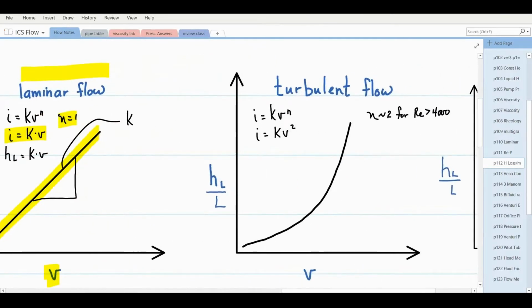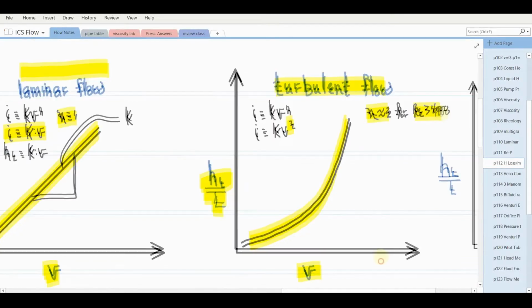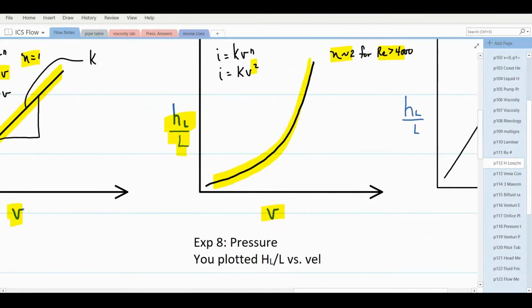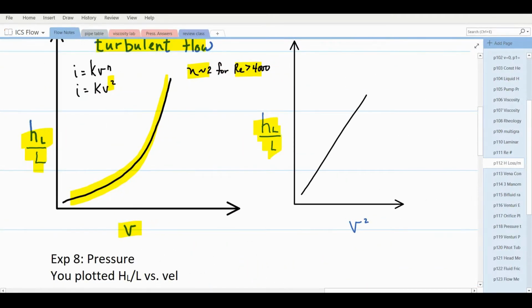For turbulent flow, head loss per unit length increases dramatically with velocity because N is 2 for turbulent flow. In experiment number 8 on the flow table, you measured and plotted head loss per unit length versus velocity, and indeed found this curvature to your graph. If we plotted head loss per unit length versus velocity squared, we then expect a linear relationship.